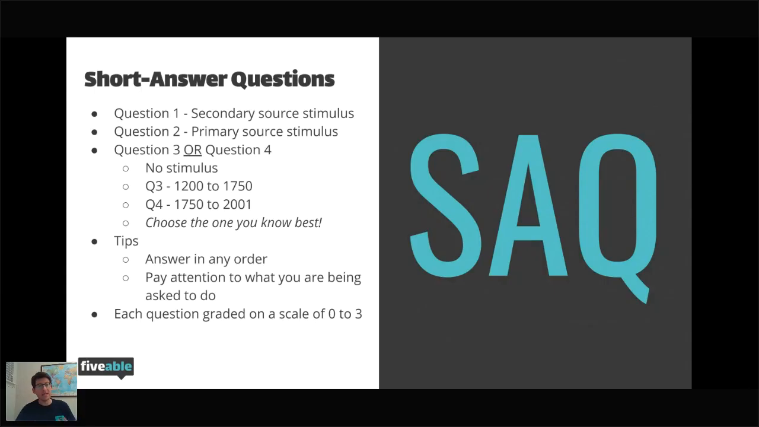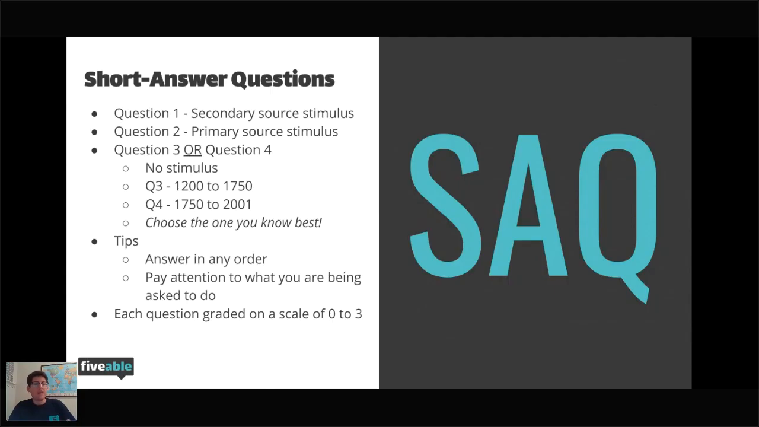Question number 2, you must answer as well. It is a primary source stimulus. It can be an image, or it could be a written account. And it would basically ask you the same thing. Identify something that you see in the source, a trend in history, identify an example of it, and then explain the process and then connect it to another time period. And those questions can be from any of the time periods. So questions 1 and 2, from 1200 to 2001, are going to be from any of them.